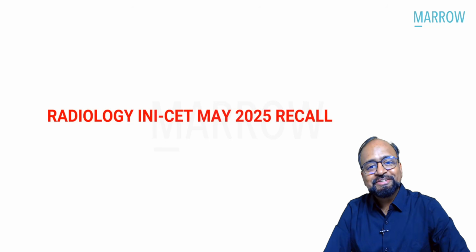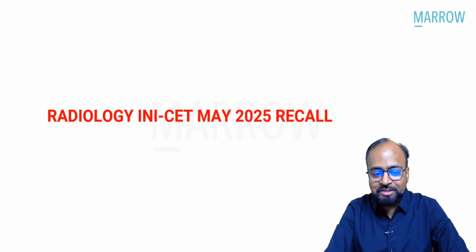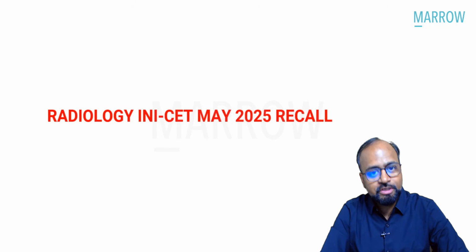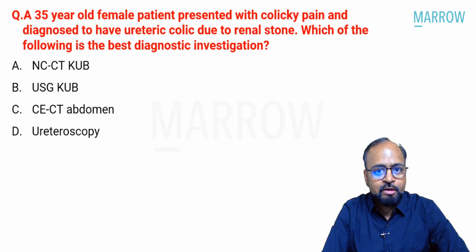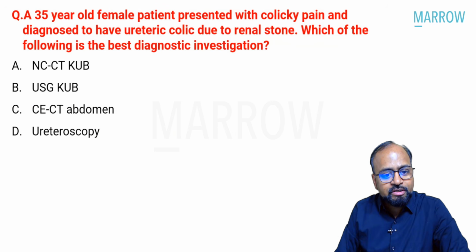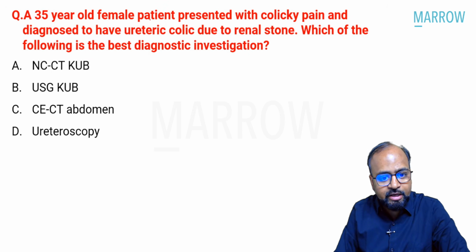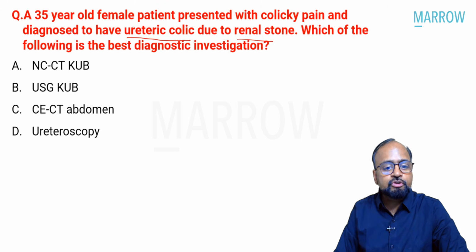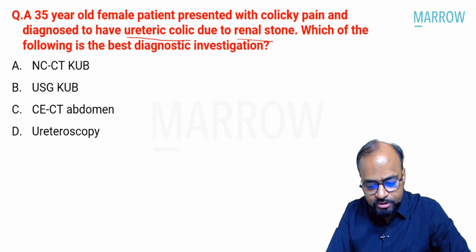Hello friends. So let us jump right into the discussion of radiology and related questions in this recently conducted INI-CET May 2025 exam. A fairly straightforward question. They asked that there's a 35-year-old female patient presented with colicky pain, diagnosed to have ureteric colic due to a renal stone. Which of the following is the best diagnostic investigation?